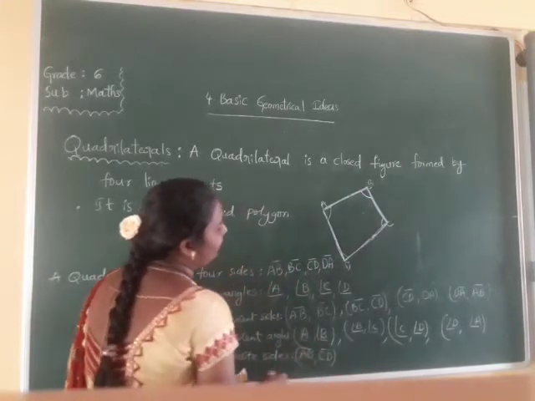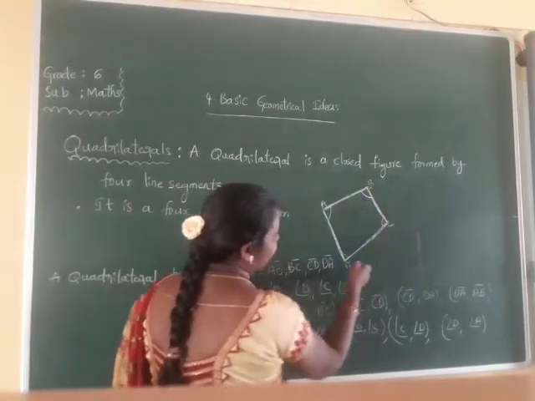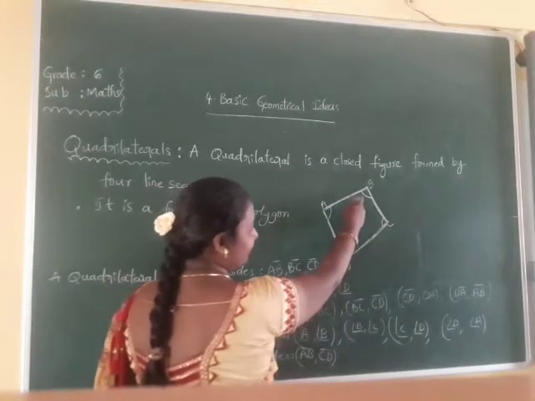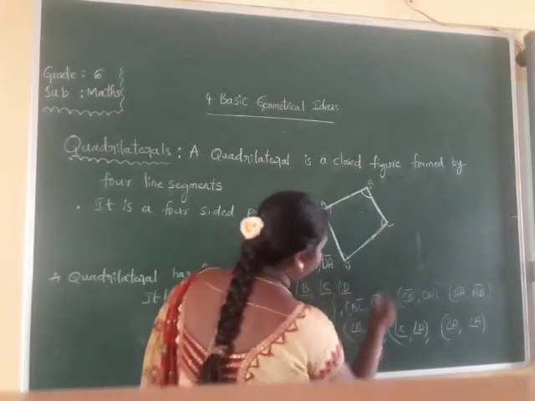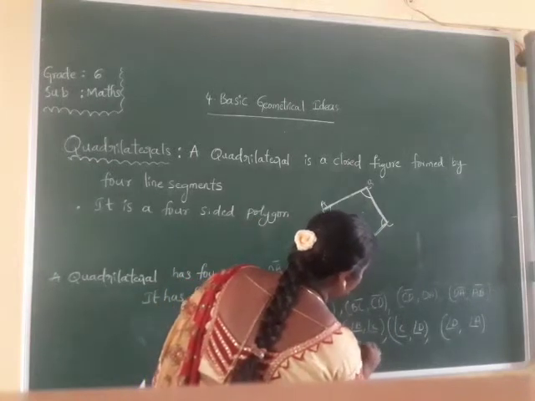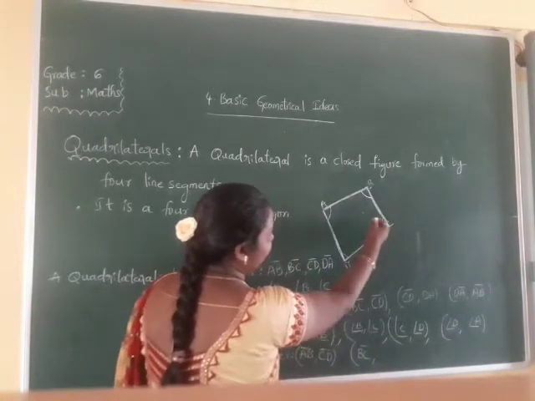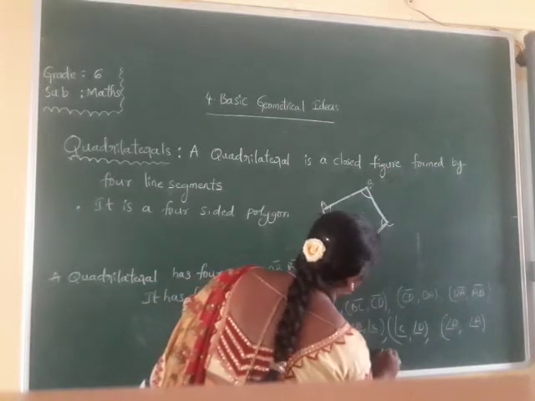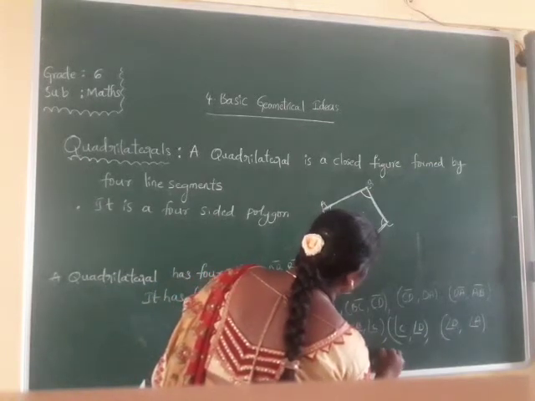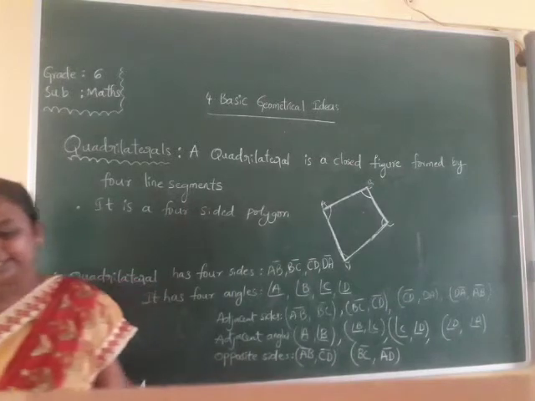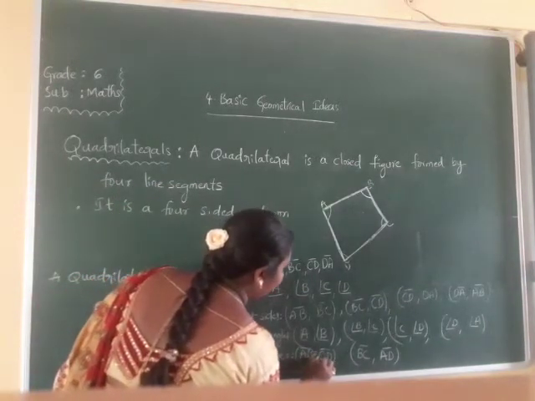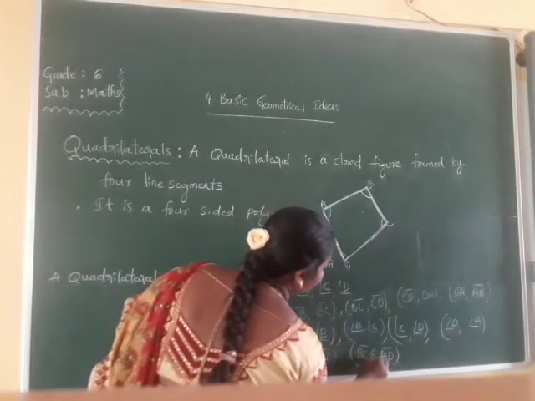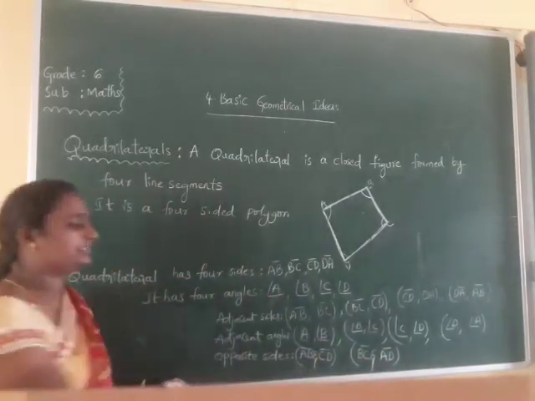Okay, and next, what is the opposite of CD? Next, what is the opposite side of BC? BC opposite side is AD. Opposite sides are AB and CD, and here BC opposite side is AD.